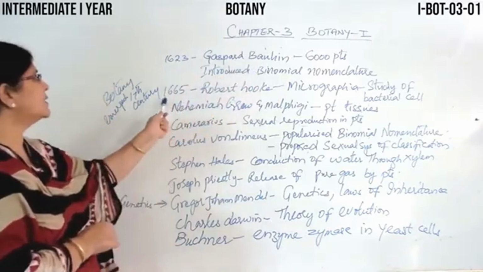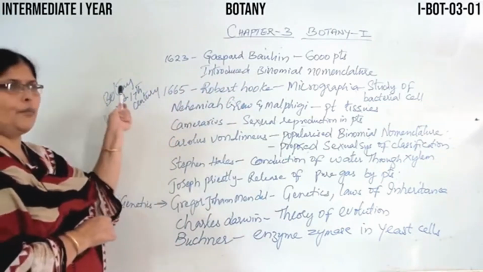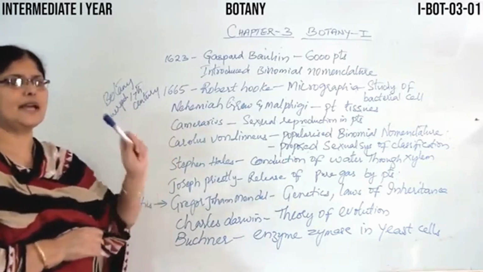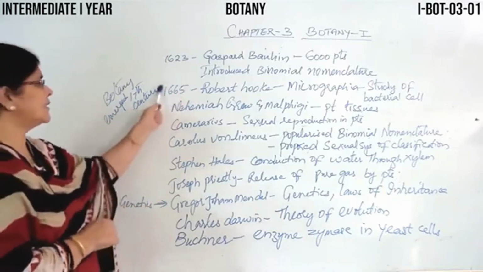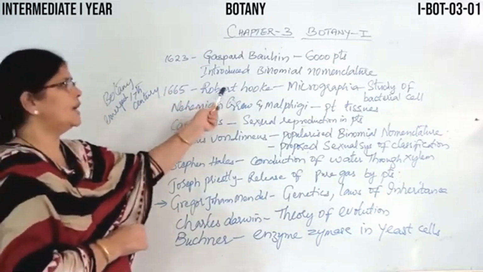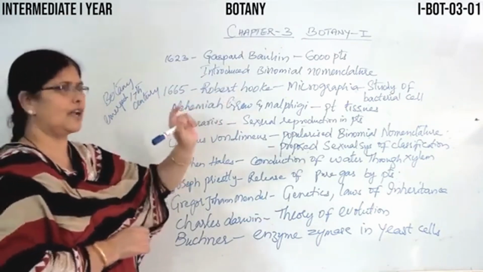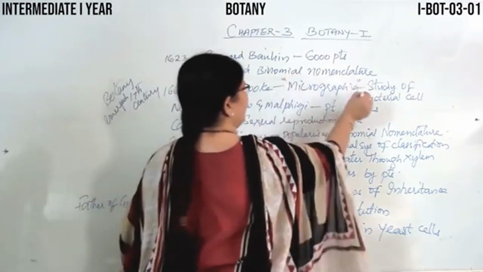Next, in the year 1665, which was the 17th century, botany was emerging as a specific science, one catering only to the study of plants. In 1665, Robert Hooke studied the cell and discovered it for the first time, and he described it in a book named Micrographia.